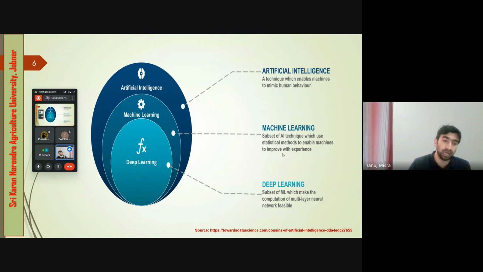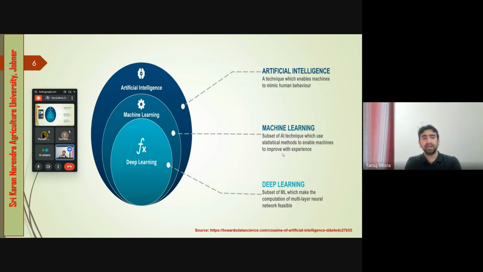There are some terminologies like dependent variable, independent variable. So these are the basic machine learning algorithms. And after that, there are advanced machine learning algorithms like support vector machine, artificial neural networks. Now, nowadays deep learning is popular.